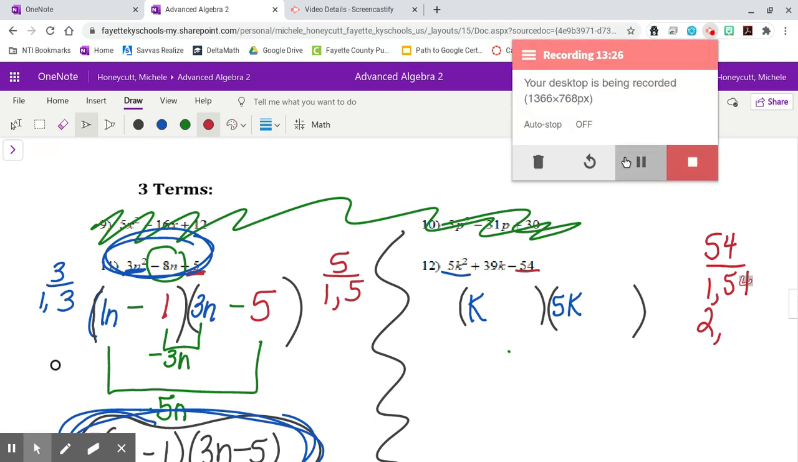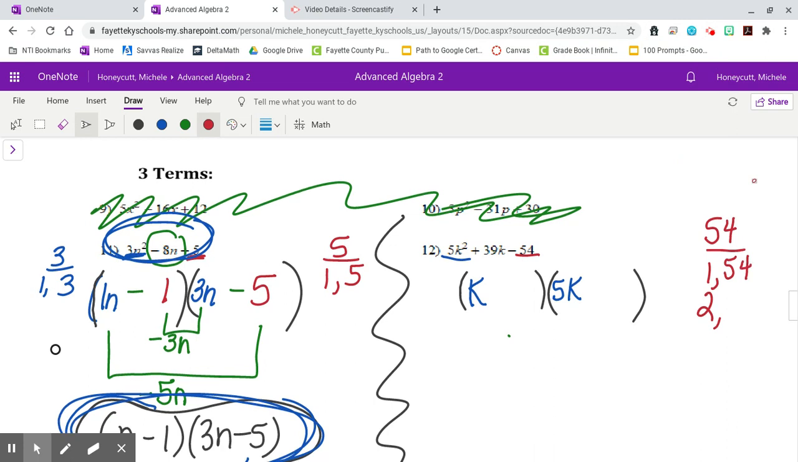Had to grab my calculator. Okay, so 2 times 27. What else multiplies to be 54? Maybe 54 divided by 3. 3 and 18. 54 divided by 4, nope. 54 divided by 5, no. 54 divided by 6. 6 and 9. And I think that's all the factors.